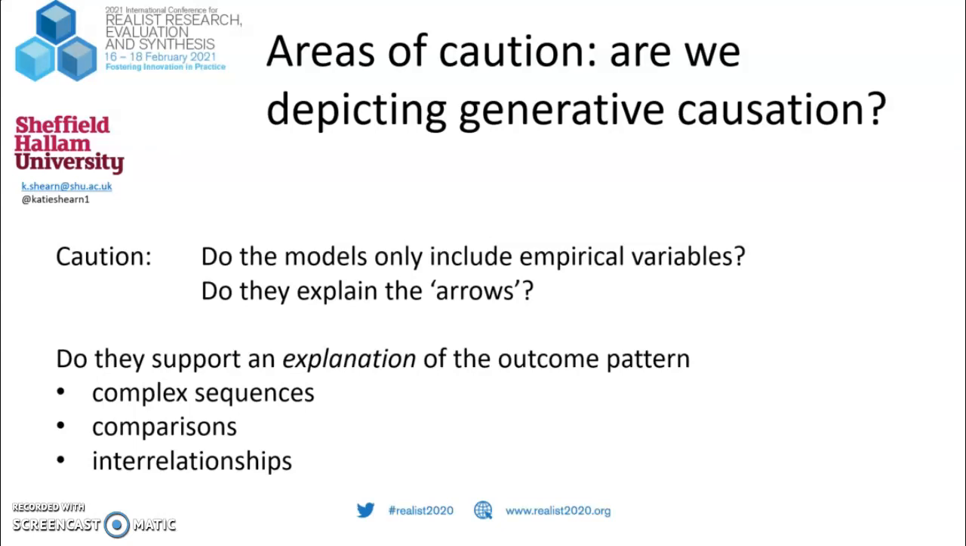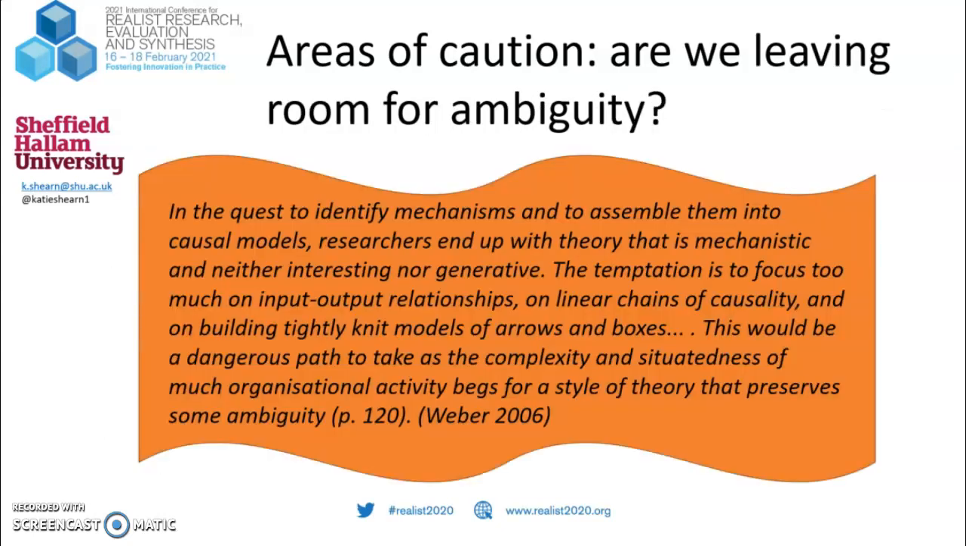It's very hard to depict that in a model itself. And a second area of caution here is: do the models leave room for ambiguity? Just to highlight a quote here from Weber, focus in here: "the temptation is to focus too much on input-output relationships, on linear chains of causality, and on building tightly knit models of arrows and boxes." It just highlights that when we actually commit to a model, especially in a 2D format, then it appears to be closed, even if we don't intend it to be so.